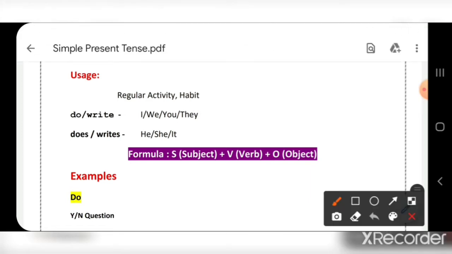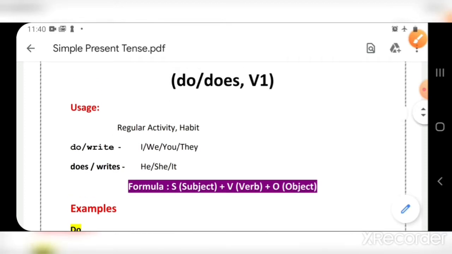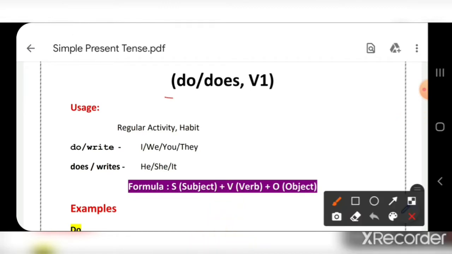Now here, in every tense, actually there are 12 tenses, right? That means 3 main tenses and each one has 4 subtypes, so they become 12 tenses. Now in every tense we have to remember these two things. That is, first one is helping verb and the second one is verb form. Okay, now helping verb is do or does in simple present tense and V1 is verb form.